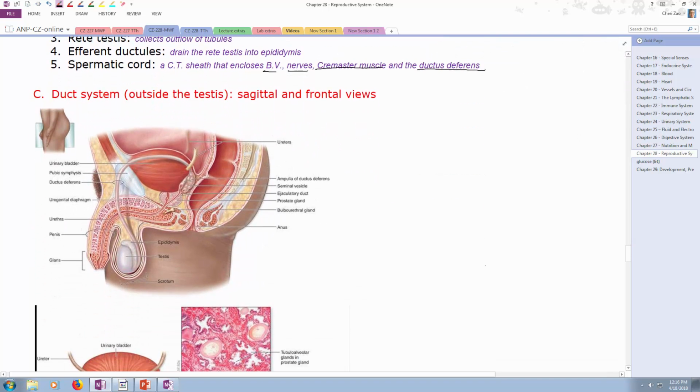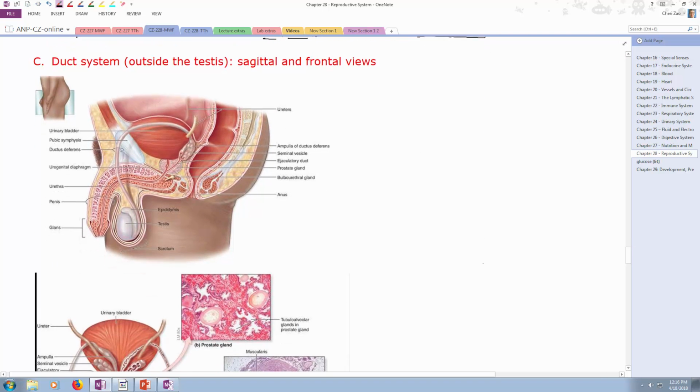Let's take a look at the duct system outside of the testes. We've got a sagittal, anterior view for you here. And let's first just look at this and the various structures and things that are easily identifiable. B for bladder. The bladder has, at the base, that trigone area. Remember, we have a single urethra and 2 ureters.